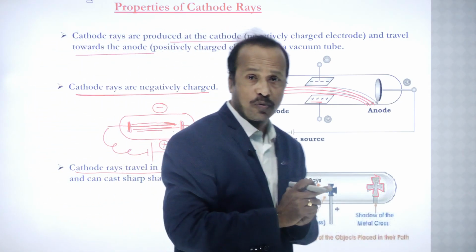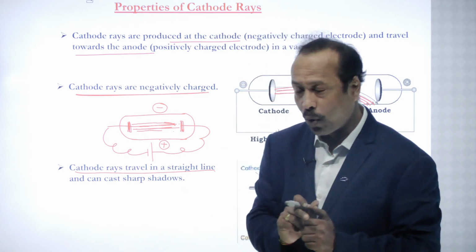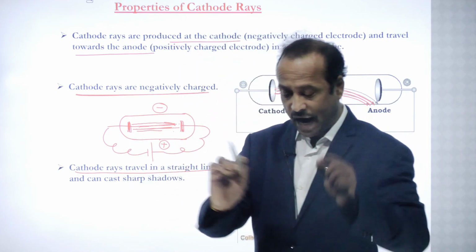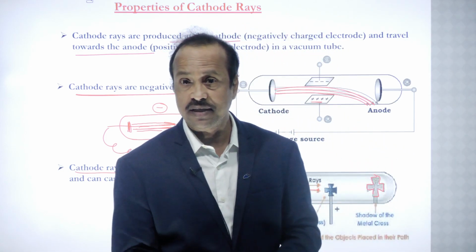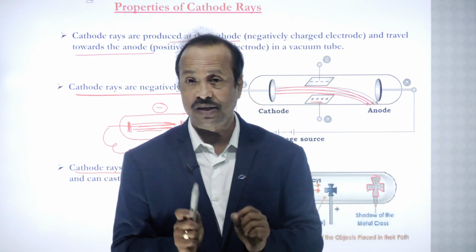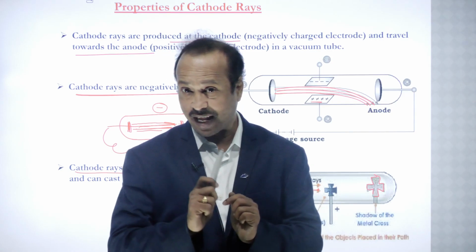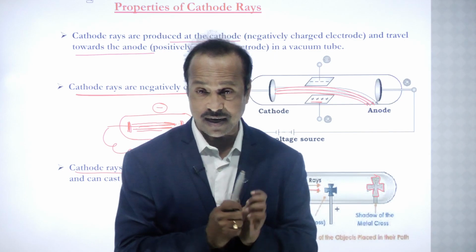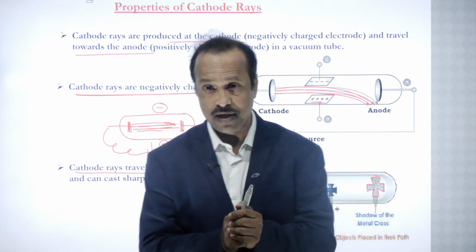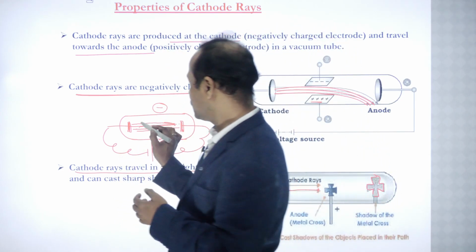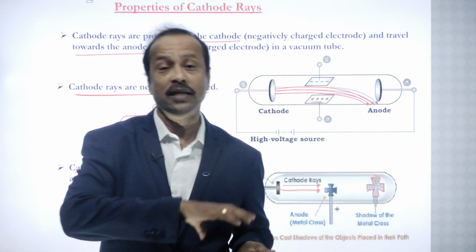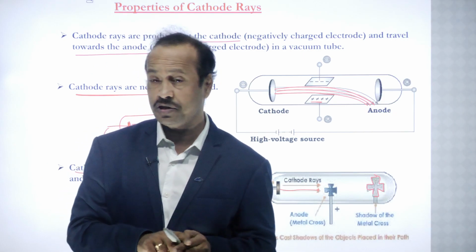Now does the ray move in a straight line? No. Why? Because these are negatively charged particles, and you know that like charges repel, unlike charges attract. Opposite charges attract, like charges repel. So as the cathode rays are negatively charged particles, they are attracted towards the positive charge because opposite charges attract.